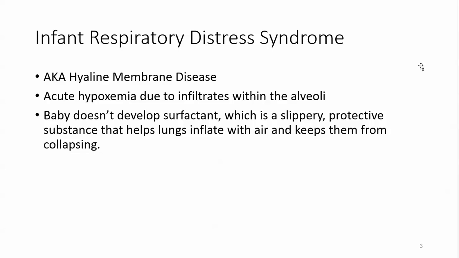The baby doesn't develop surfactant, which is a slippery, protective substance that helps lungs inflate with air and keeps them from collapsing. Surfactant is present in mature lungs. Surfactant coats the inside of the lungs. It keeps them open so an infant can breathe in air once he or she is born. Without surfactant, the lungs collapse and the infant has to work hard to breathe.